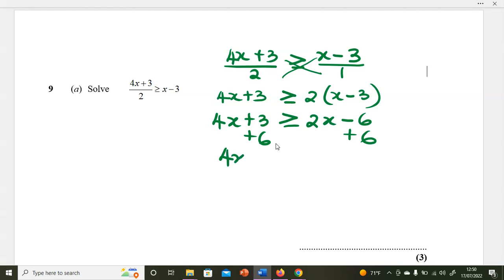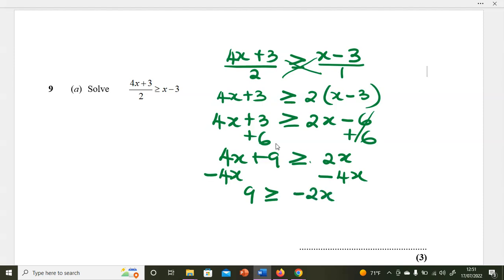So that will give 4x + 9 is greater than or equal to 2x. Remember that minus 6 plus 6 is 0. Next thing I do is subtract 4x, because I have to eliminate this 4x here. So I subtract the 4x from both sides, and I'll have 9 is greater than or equal to minus 2x.